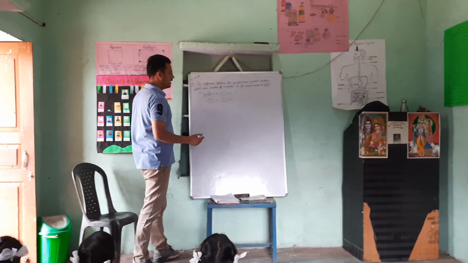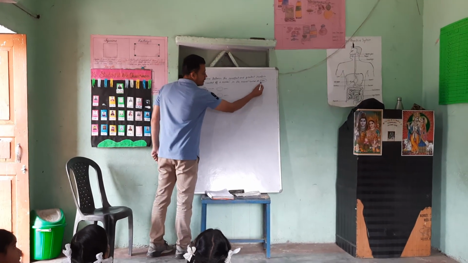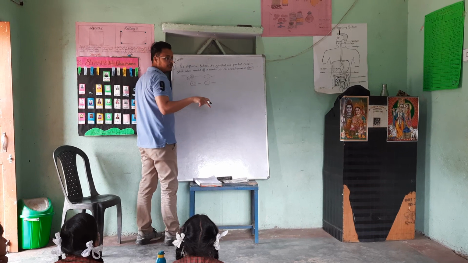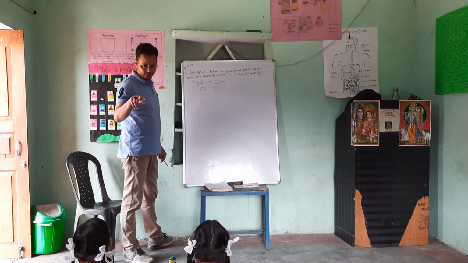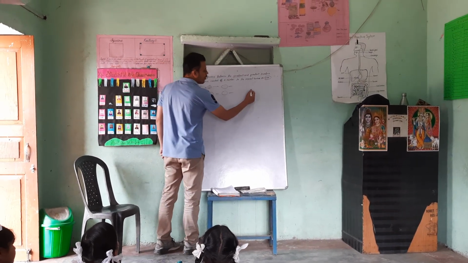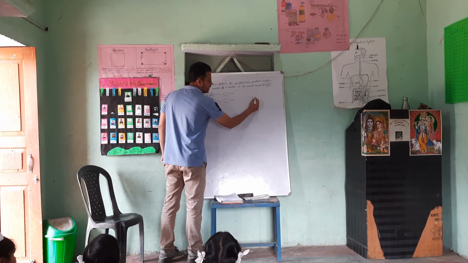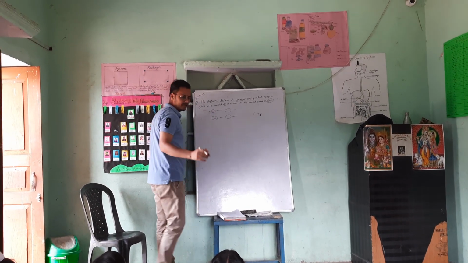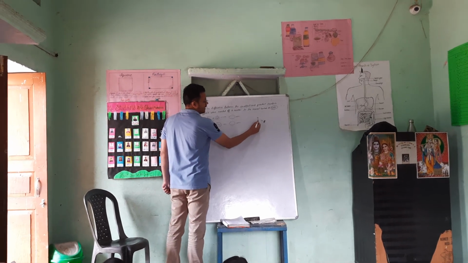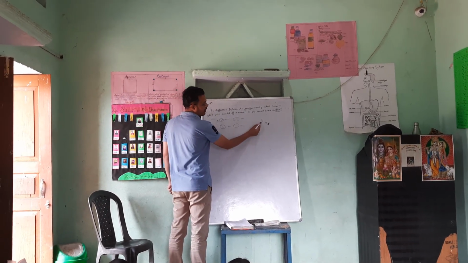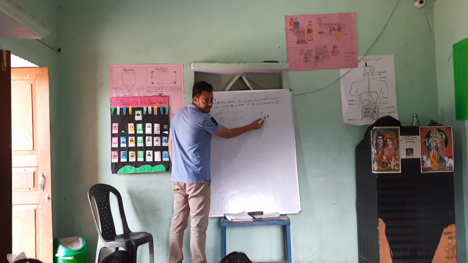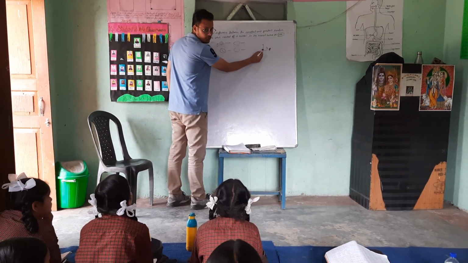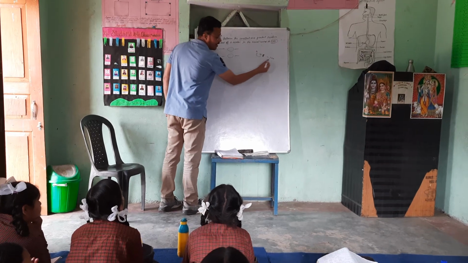Clear? Now let's check. The numbers whose nearest hundred is 200 will start from around 100. Let's say we are starting from 149. Now to find the nearest hundred of the number, you will check the tens place. The tens place is less than 5, so you will not add here. It will remain as 100.